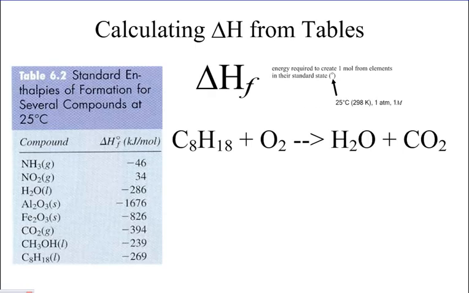So let's say we have a chemical equation such as this. This is the combustion of octane to produce water and carbon dioxide. First off, this is not a balanced chemical equation, so let's make sure we balance this out. It would look like this once it's balanced.